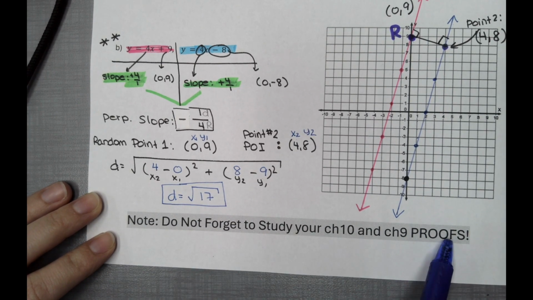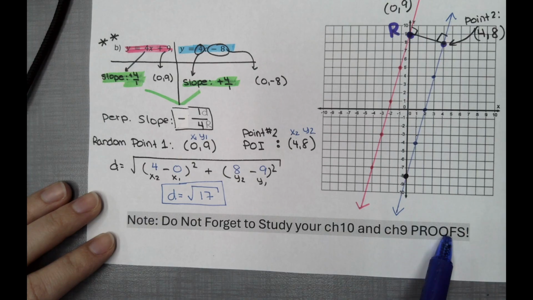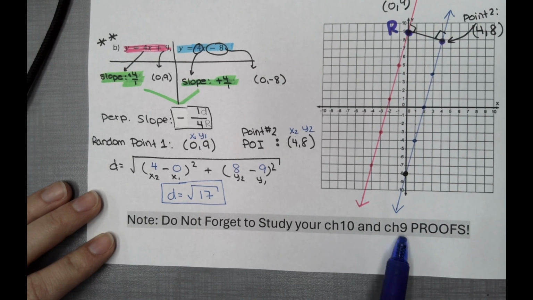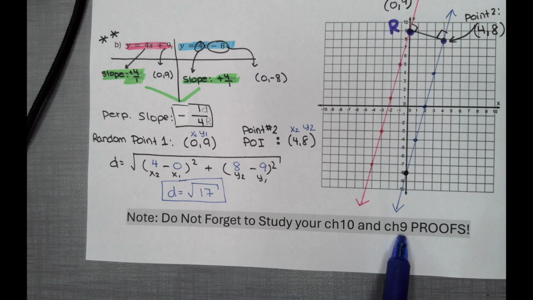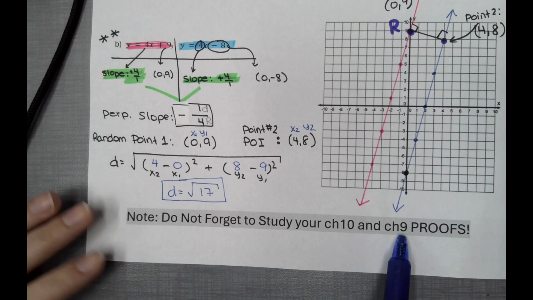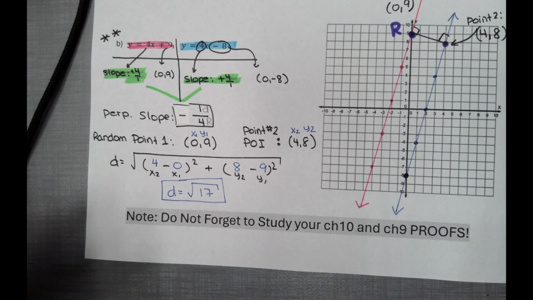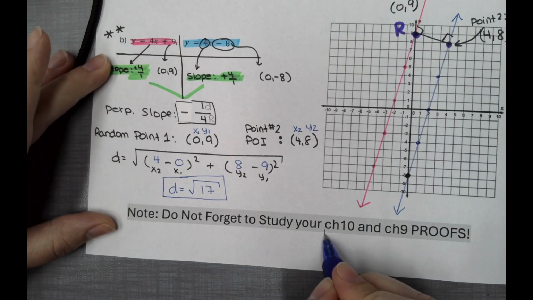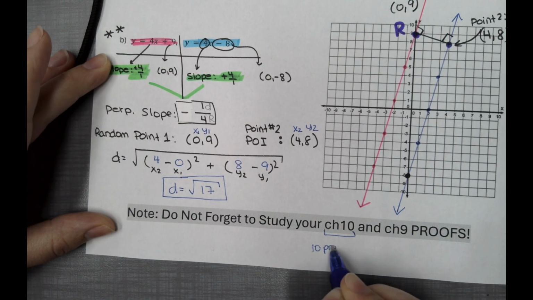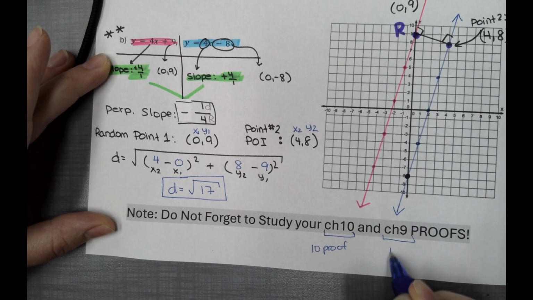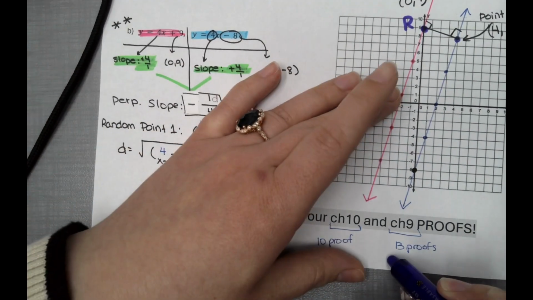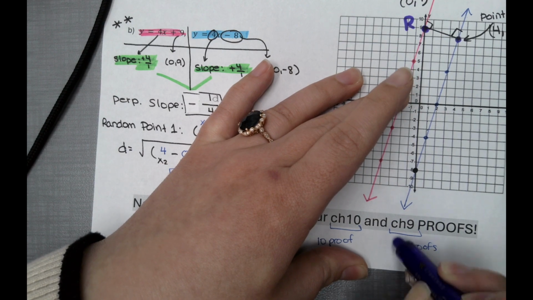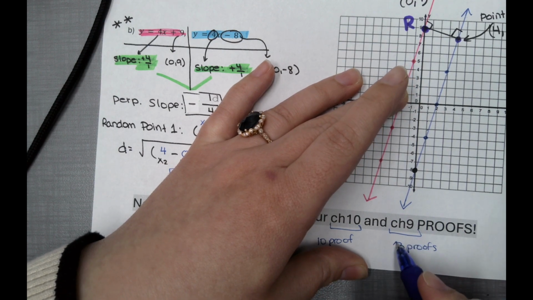Okay, down here at the bottom, do not forget to study your Chapter 10 and your Chapter 9 proofs. So all of these questions that we did, these are not the only questions that are going to be on your exam. Please make sure to review. There's going to be 10 proofs on Chapter 10, and in Chapter 9, we have 13 proofs. So we have a total, let's do some math, 23 proofs that you need to know for this upcoming exam. Okay, so make sure that you study all of them.